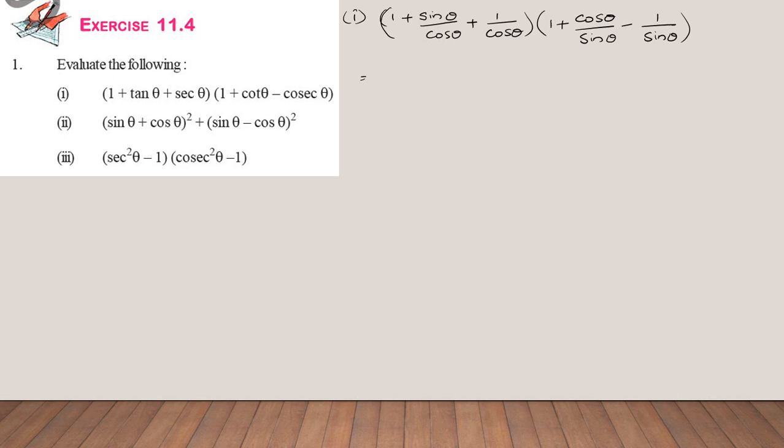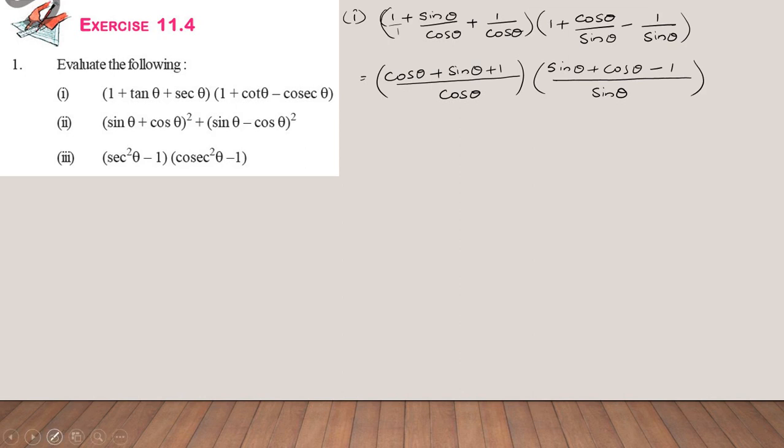Now if you observe carefully, in the first bracket all the denominators contain cos theta except the first one. So the LCM is cos theta, then I can write it as cos theta plus sin theta plus 1. This is nothing but the first term after taking LCM. The same way here also, by taking LCM as sin theta, I am going to have sin theta plus cos theta minus 1. This is my second term.